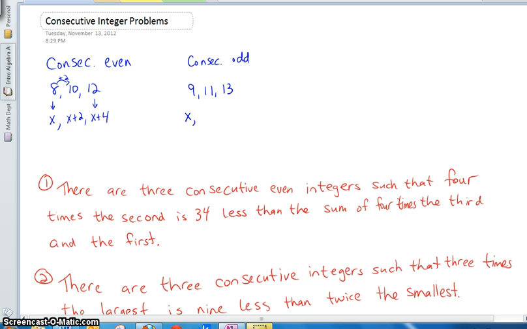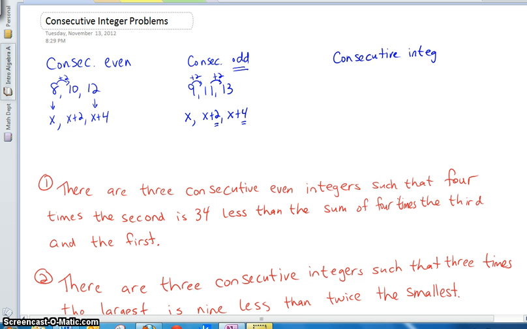If you call this x, what do you do to x to get to the next one? Again, you have to add 2. So x plus 2, and then x plus 4 again. Even though these are odd, you still have to add 2. That accounts for skipping a number, keeping one in between.